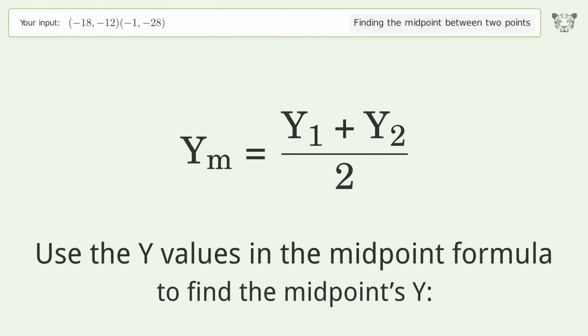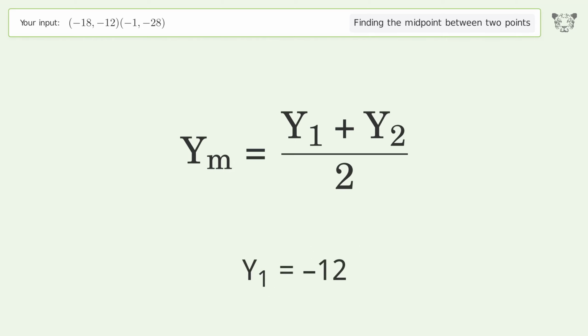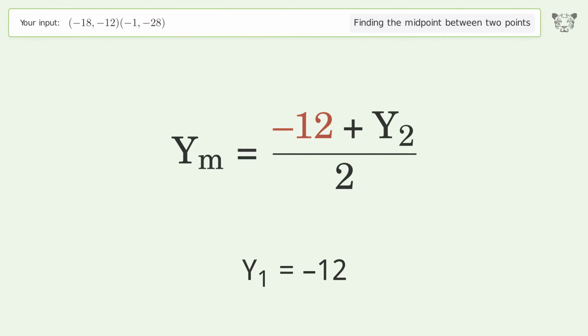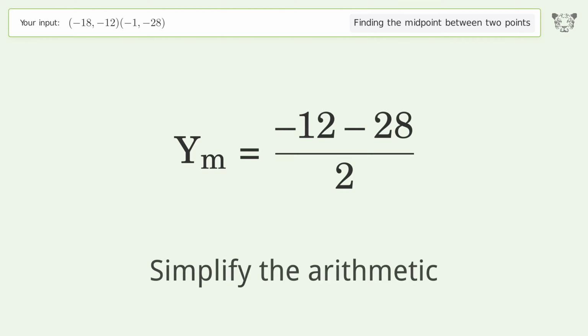Use the y values in the midpoint formula to find the midpoint's y. y1 equals -12. y2 equals -28. Simplify the arithmetic.